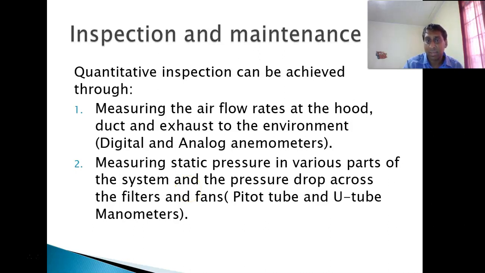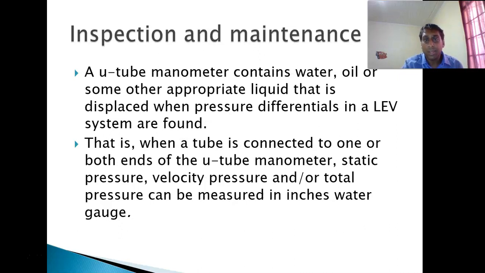Changing is not what is wrong, but if it was to drop beyond what the change would have been, that would indicate an ineffective LEV system. The instruments used for that are the Pitot tube and the U-tube manometers. A U-tube manometer contains water, oil, or some other appropriate liquid that is displaced when pressure differentials in the LEV system are found. That is when a tube is connected to one or both ends of the U-tube manometer.